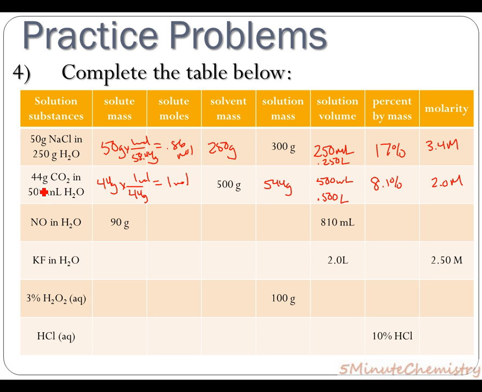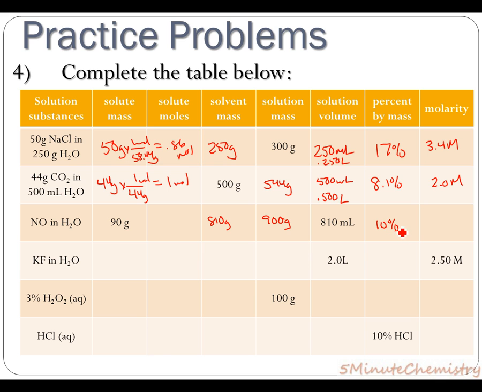Next, now this time around I haven't been given all the information. I have nitrogen monoxide in H2O. I have a mass of the solute and I have a solution volume. Well, what I can do from here is, based on a solution volume, I know the solvent mass. 810 mils will give me 810 grams of the water. Now take 90 plus the 810, which gives us a 900 gram solution mass. The percent by mass will be 90 divided by 900 times 100, which is going to give you exactly 10% by mass.